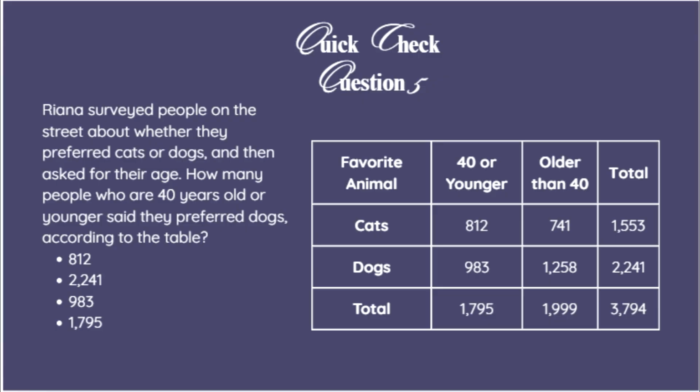Quick check question number 5. Rihanna surveyed people on the street about whether they preferred cats or dogs and then asked for their age. How many people who are 40 years old or younger, so we're using this one right here, said they preferred dogs? So how many preferred dogs? Find it right there and put it in.